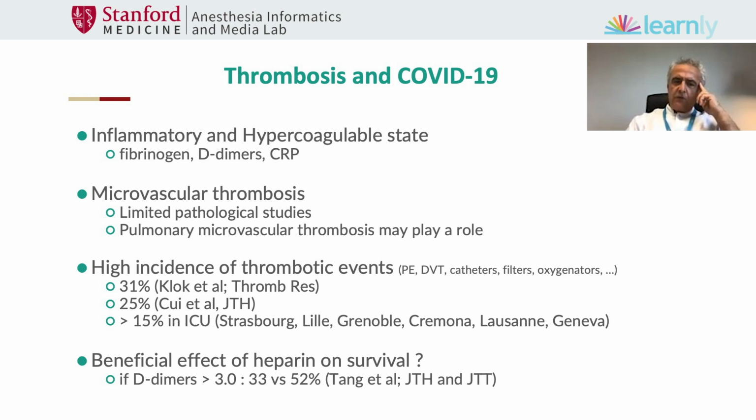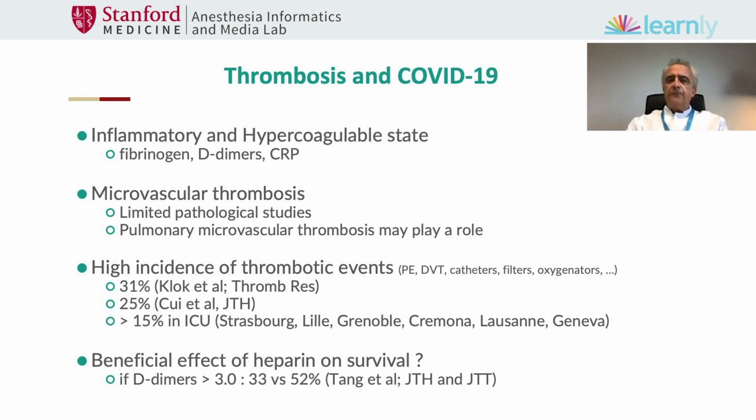We did a quick survey in France, in Strasbourg, Lille, Grenoble, also in Cremona in Italy, and Lausanne and Geneva in Switzerland. We ended up with more than 15% symptomatic thrombotic events during the course of the ICU stay. And also this very intriguing paper saying that there may be a beneficial effect of heparin on survival if D-dimers are higher than 3 micrograms per milliliter.